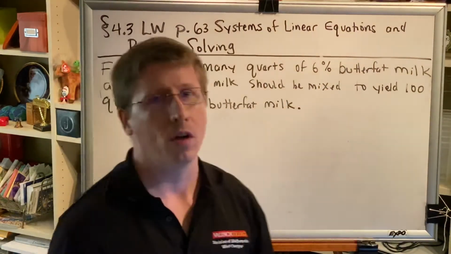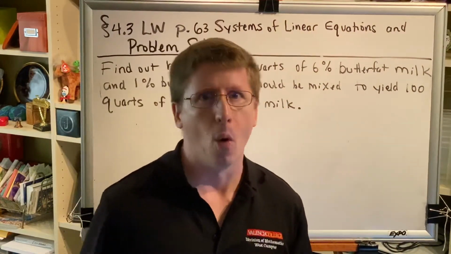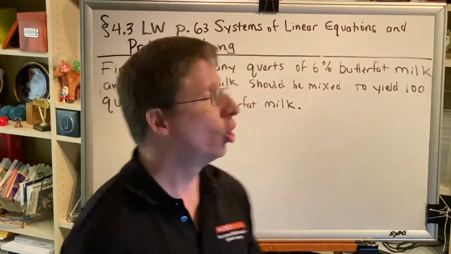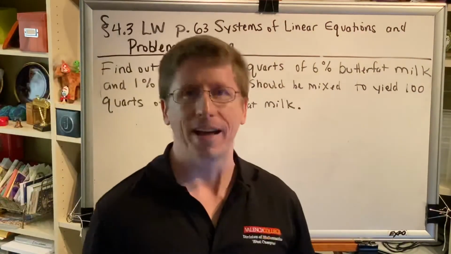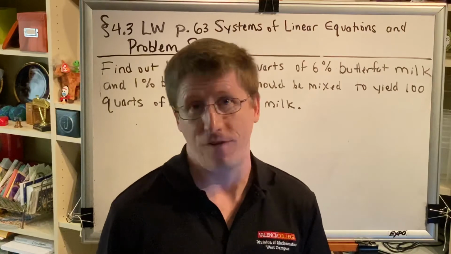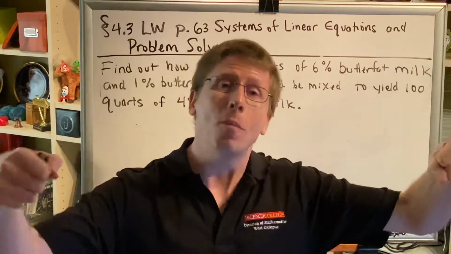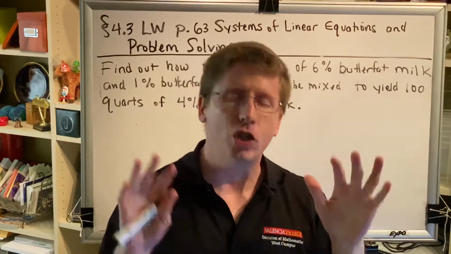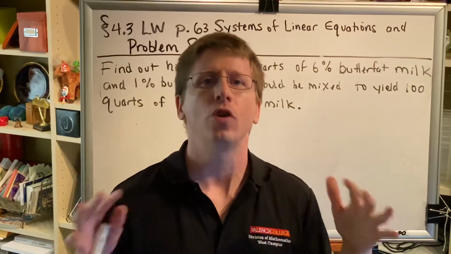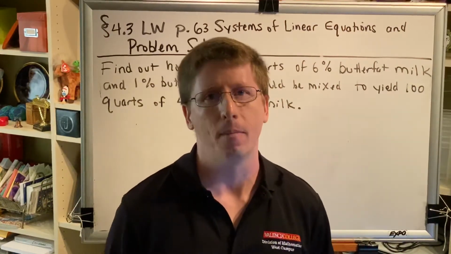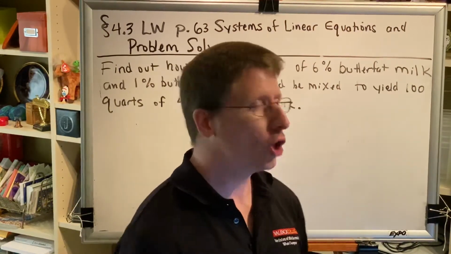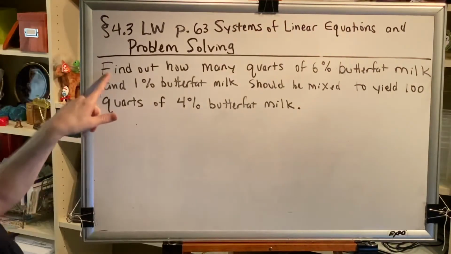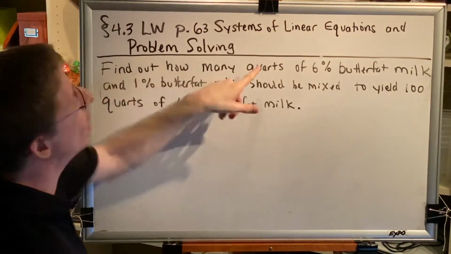6% butterfat milk, that's butterfat milk that has more fat in it than what you want. 1% butterfat milk, that's butterfat milk that has less fat in it than what you want. But if you mix them together in just the right quantities, you can create the 4% butterfat milk that you need. So, this problem says, find out how many quarts.